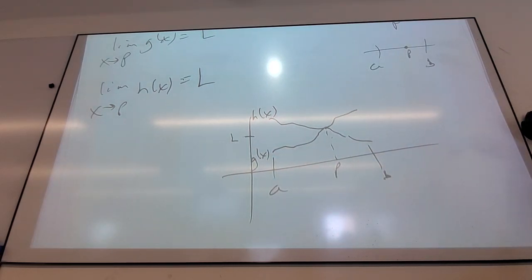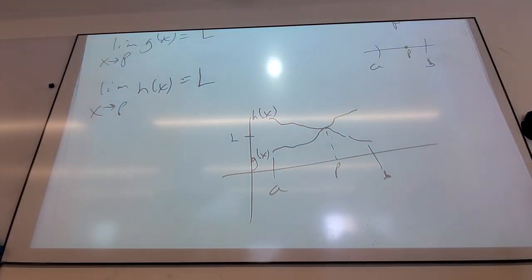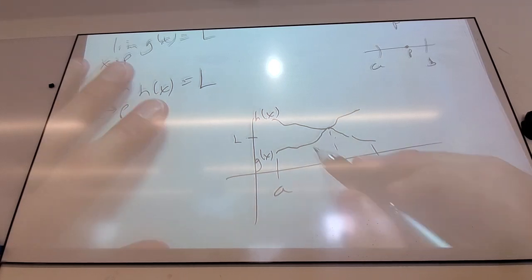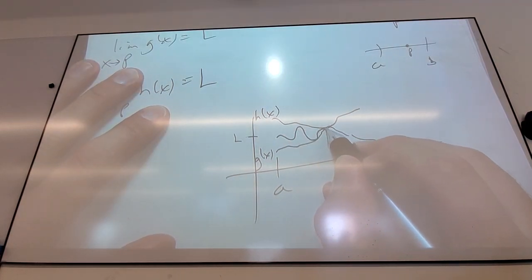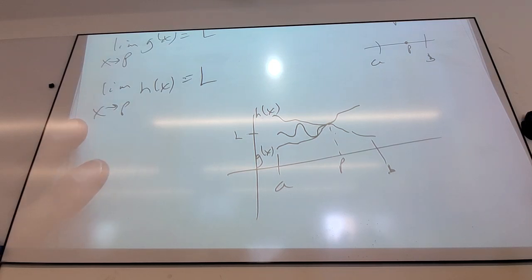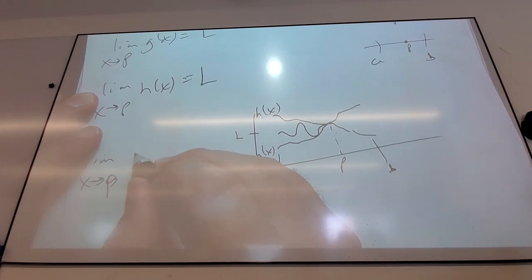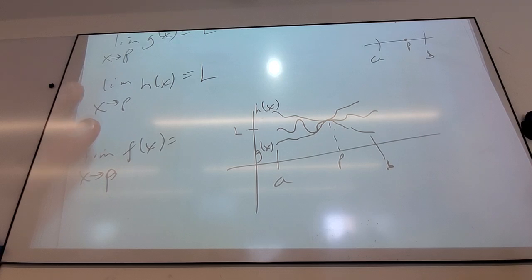Where is F in my picture? L. No. Where is F just generally? Oh, in between. It's got to be between H and G, correct? Eternally. So yes? You can see why we call it the squeeze theorem. Do you know what the limit as x goes to P of f of x has got to be? L. That's gotta be L.